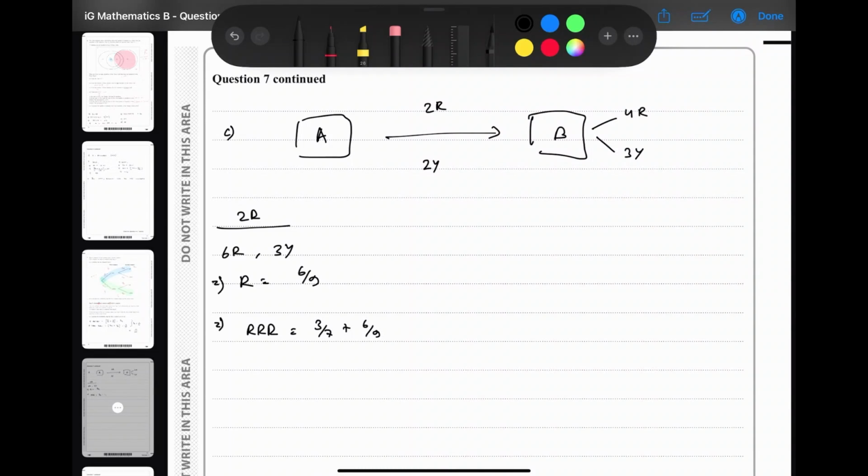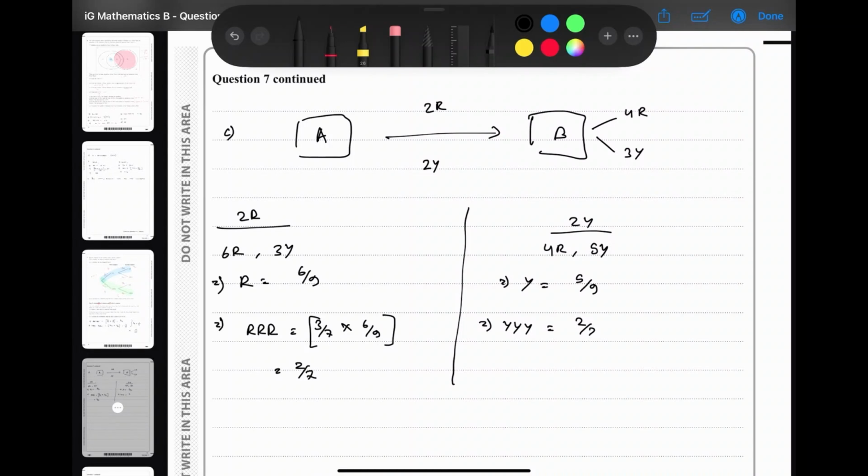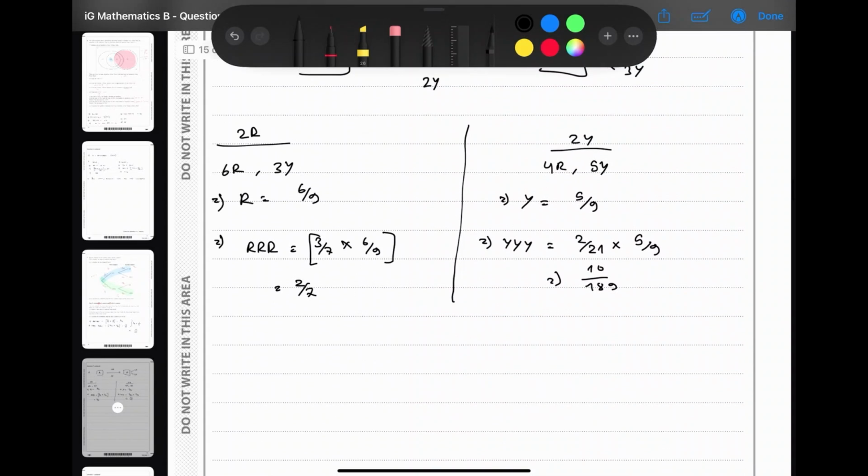So, now we will multiply the previously calculated 2 red transfer with the new one. On the right, we will do the same if we had transferred 2 yellows. Now, we will multiply again with the previously calculated ratios, but for yellow this time. Now finally, we can add these two up to get our answer.